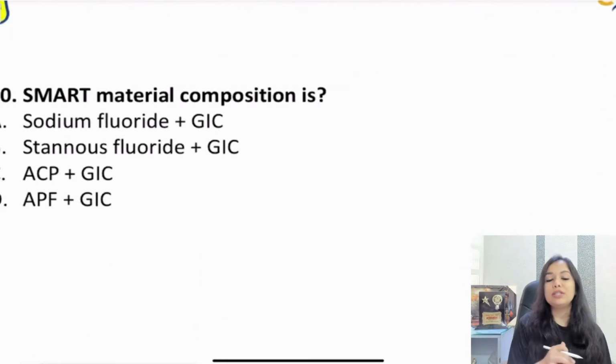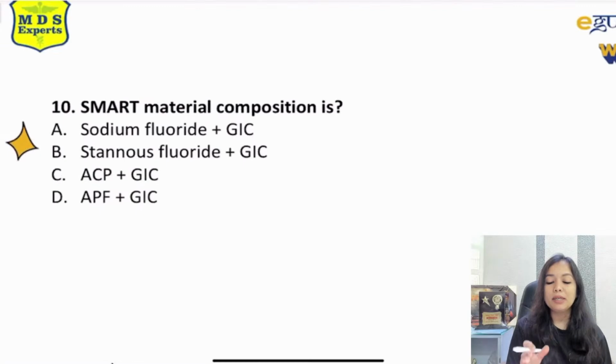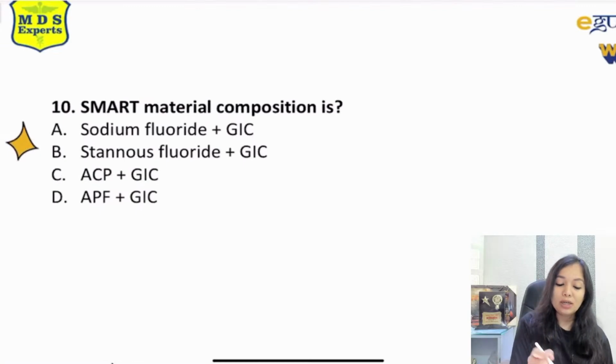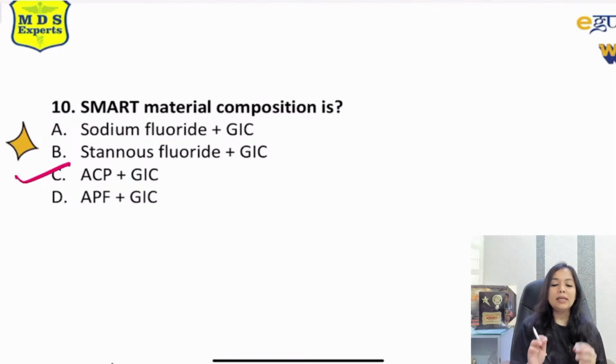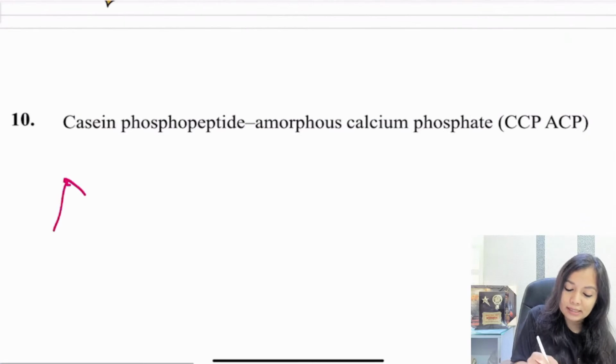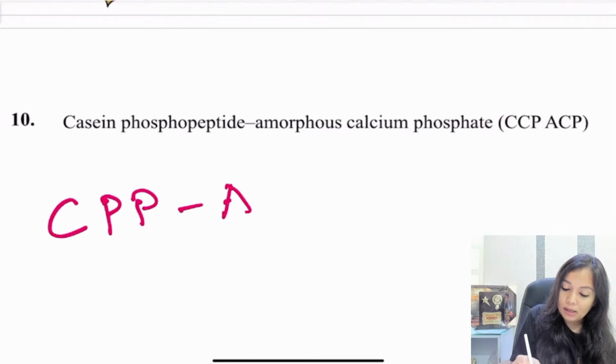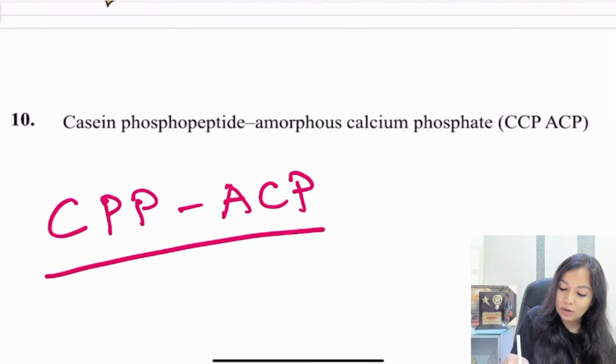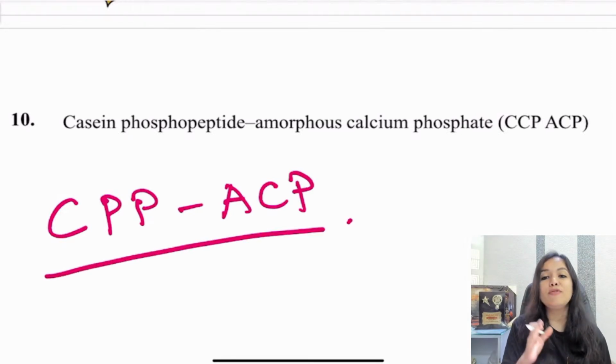The 10th question says, smart material composition is. So here the answer is ACP plus GIC. There are materials in which they have incorporated CPP-ACP. That's called casein phosphopeptide and amorphous calcium phosphate.